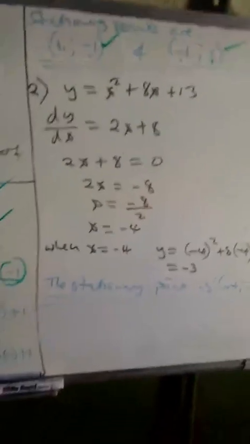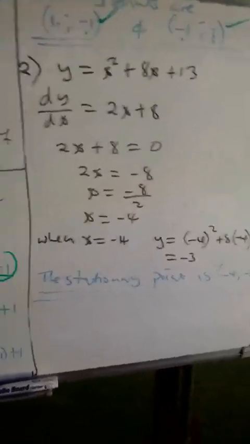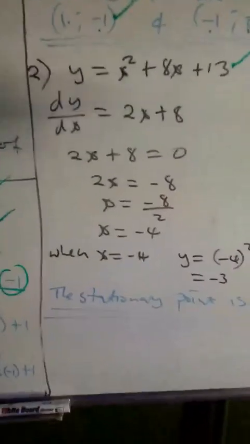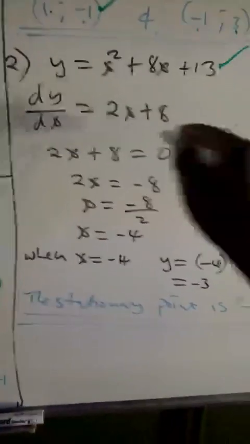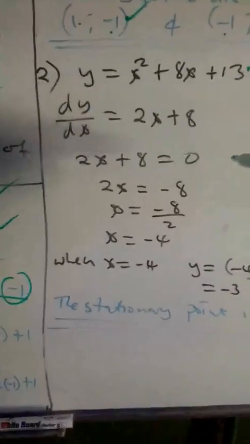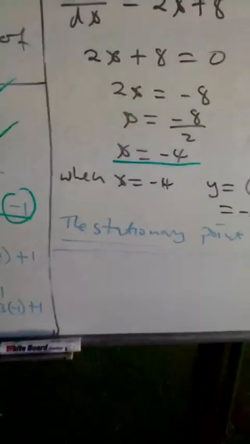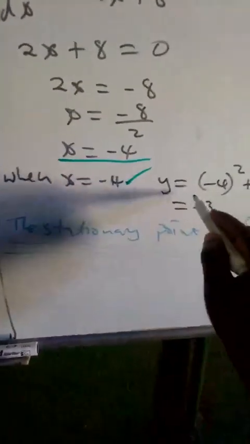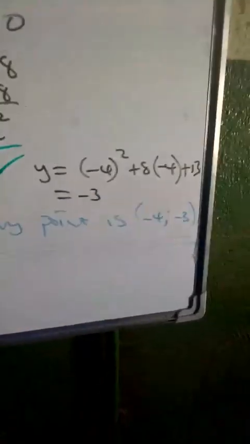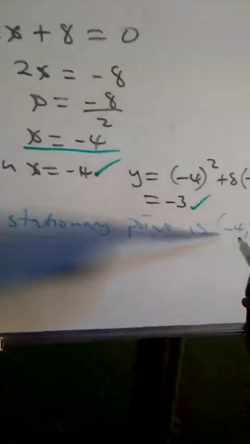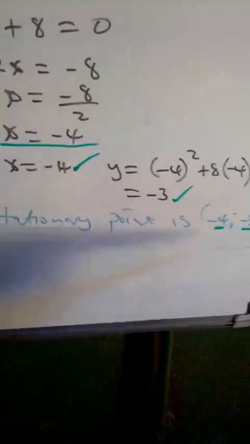y is equal to x squared plus 8x minus 13. This one. Then dy by dx, you differentiate and you get 2x plus 8. You equate to 0 until you get x is equal to minus 4. Then when x is equal to minus 4, you substitute into the original equation, this one. You substitute minus 4 and you get minus 3. So when x is equal to minus 4, y is equal to minus 3. That's the stationary point.